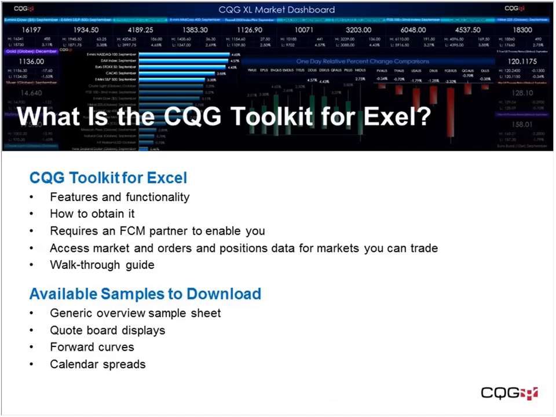Okay, so the CQG Toolkit for Excel, what it is, it's an add-in, and I'll show you in a moment where you can download it from our website. Now this does require an FCM partner to enable you for it. So you'd contact the FCM partner and say you want this, and they'll turn it on. You'll get a username from them and a password. And this accesses market data and orders and positions data for today only.